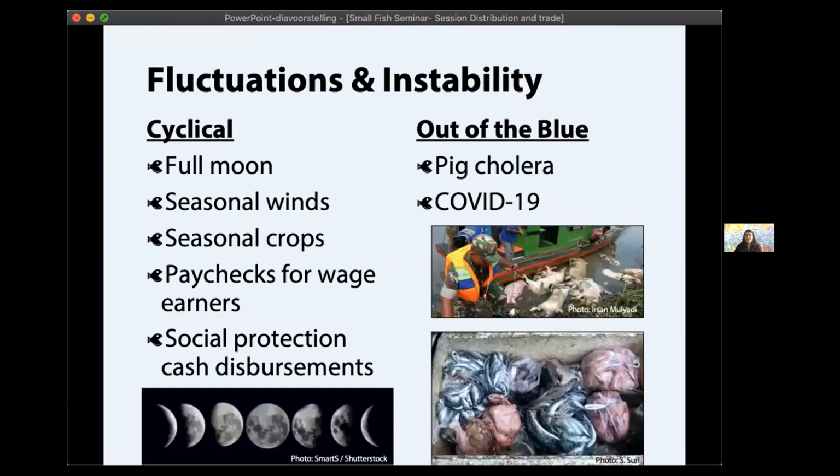Next, please. Now, being a toke or an along-along requires taking on risk, which largely relates to fluctuations and instability in the chain. Some fluctuations are predictable, while others less so. Production volumes vary based on things like the full moon and seasonal winds, the light of the full moon making it harder for fishers to lure fish into their nets, and high winds limiting fishers' ability to go out to sea. Both result in less product or fish to move into markets.